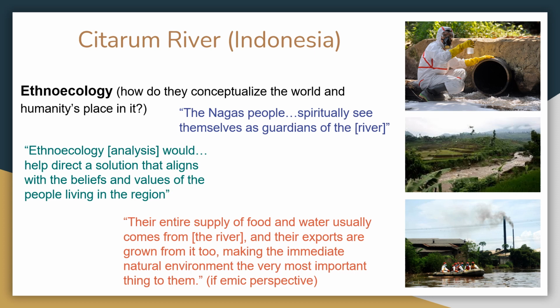The third example says their entire supply of food and water usually comes from the river, and their exports are grown from it too, making the immediate natural environment the very most important thing to them. This is an emic or insider perspective. It's the belief that the river touches every part of their life.